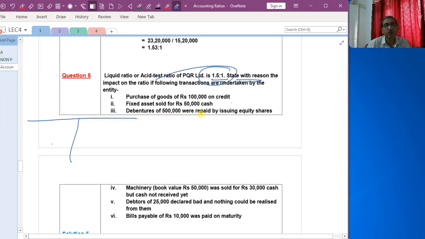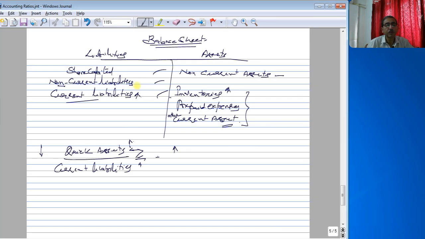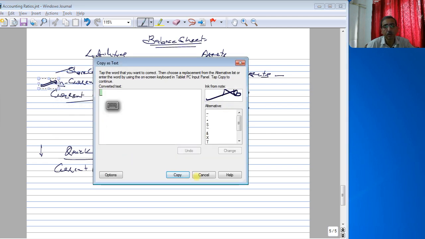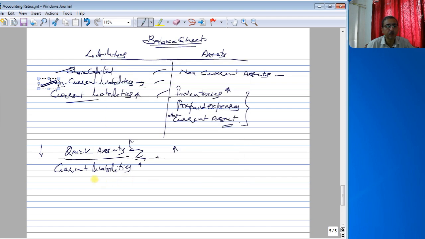Debentures of 5 lakh were repaid by issuing equity shares. So see here, debentures mean non-current liabilities, and these are reduced by paying to debenture holders by issuing equity shares. So there are two items of the balance sheet here: one is share capital and the other is non-current liabilities, but both of them are not included here. So there is no impact on the ratio, and it will remain the same.